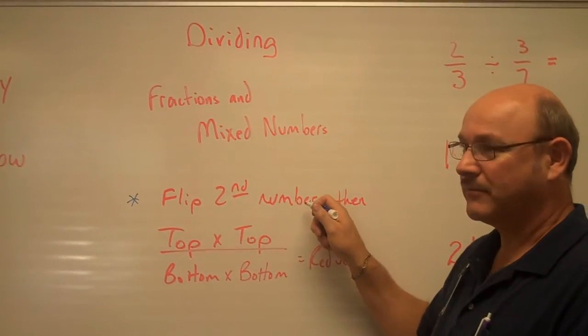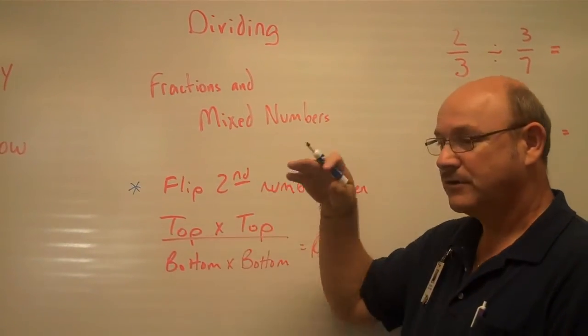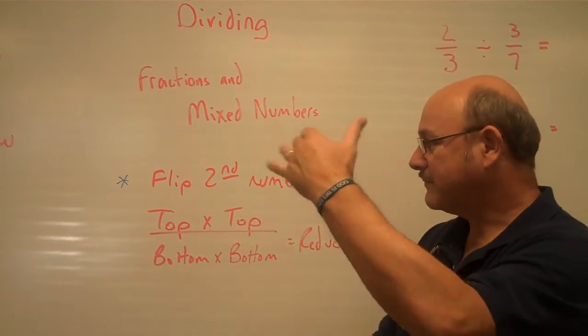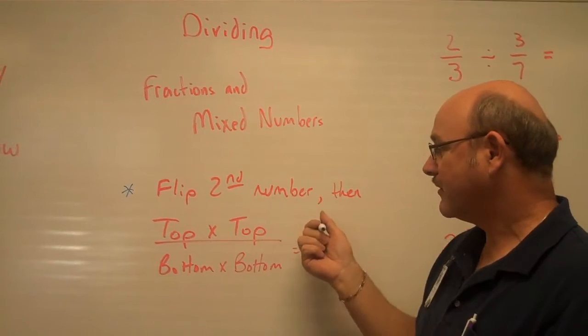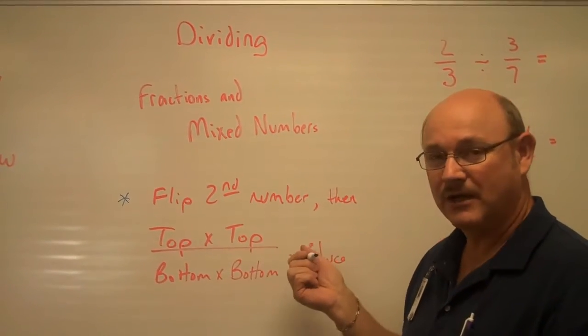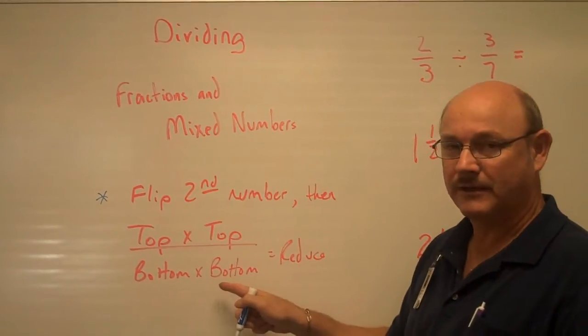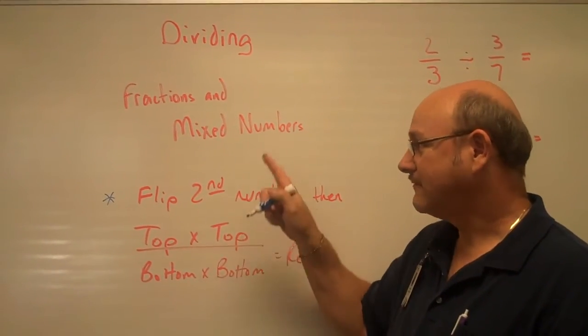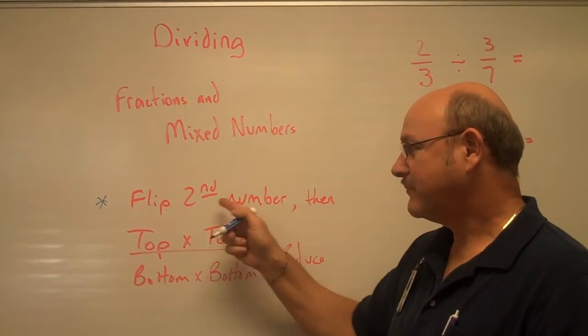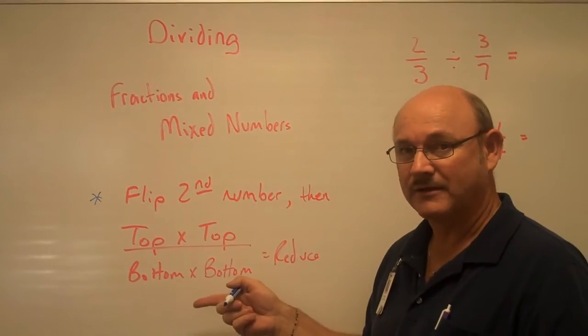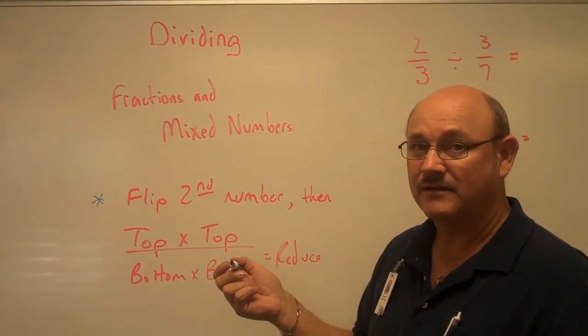Flip the second number. So we're always going to turn upside down, flip, invert the second number, and then we'll do top times top and bottom times bottom. Well, wait a minute, Mr. Jordan, we're supposed to be dividing, not multiplying. This is the way to divide fractions and mixed numbers. Flip the second one and then multiply, top, top, bottom, bottom. So you're really not dividing.